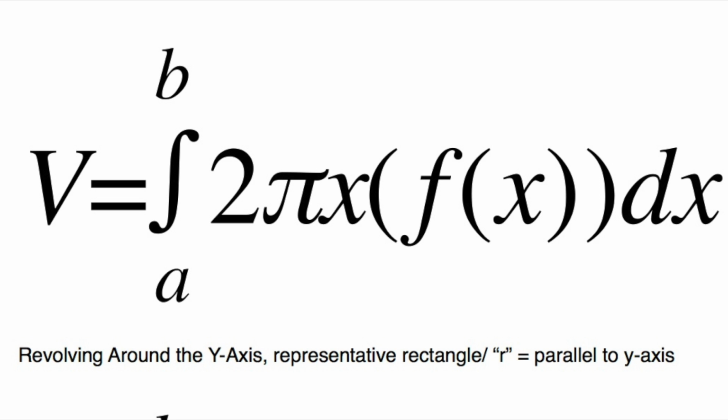If we're revolving around the y-axis, our volume of revolution will be V equals the definite integral of 2 pi x f(x) with respect to x from A to B. Our 2 pi x would equal the circumference, our f(x) would be our height, and our dx would be the thickness of each of our shells. And remember that the representative rectangle, or r, is always the x, or what's parallel to the y-axis.